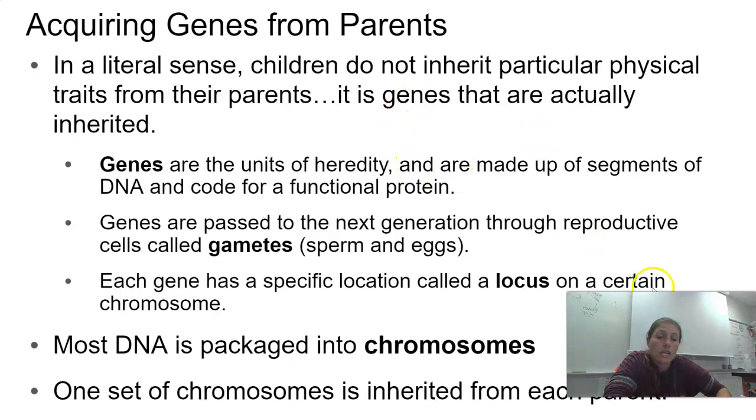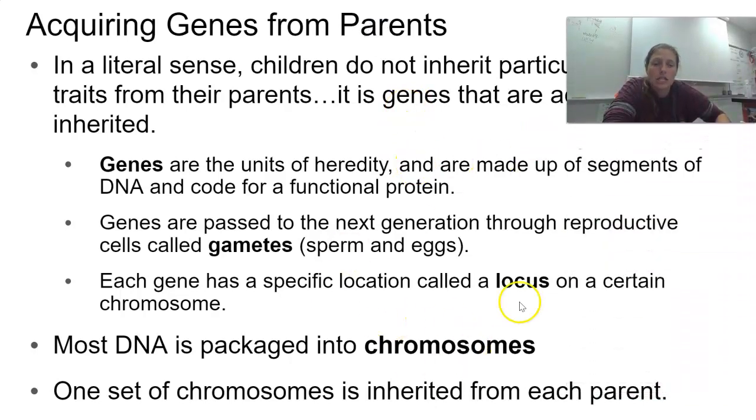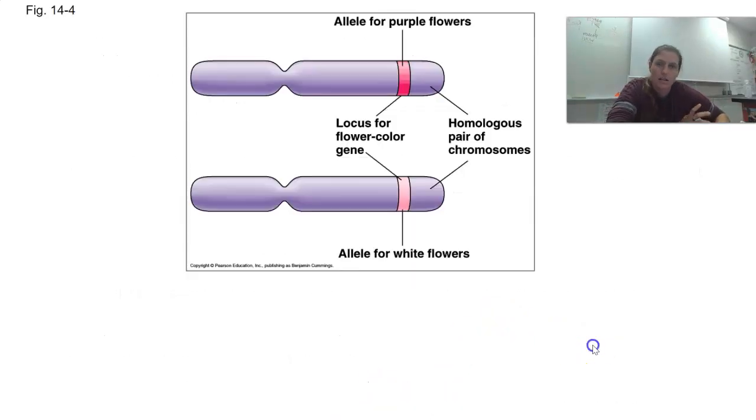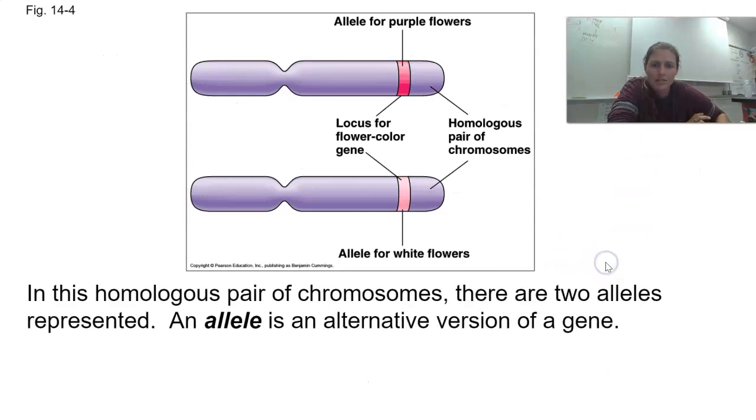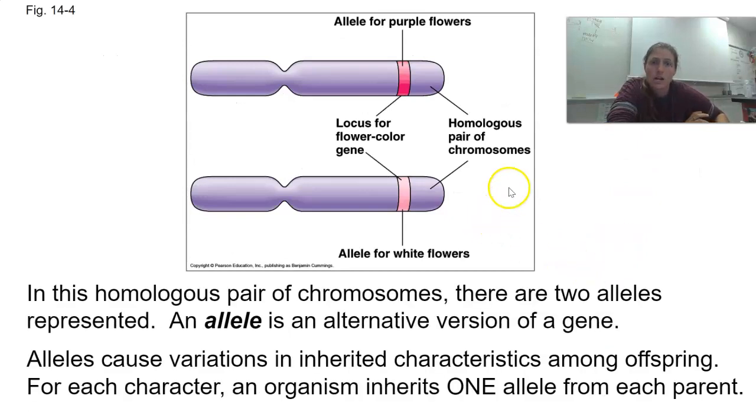And so DNA is typically packaged in these chromosomes. And like I said, one set of chromosomes is inherited from each of the parents. So I love this picture. It's a great picture. This is a chromosome. This is its matching chromosome. And so these are the two chromosomes that you inherit.